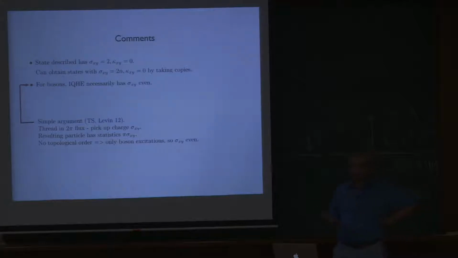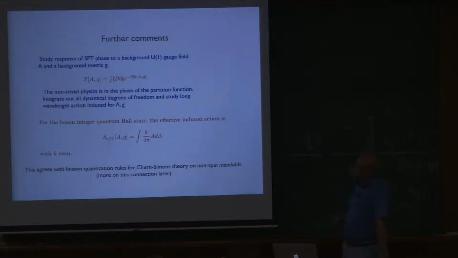Exactly. And kappa xy is 0. You can ask whether kappa xy can be different from 0 at all. It turns out the answer is yes, but only if it's a multiple of 8. And that's where this E8 business comes in. Okay. In terms of physics type things, that's all I wanted to say.